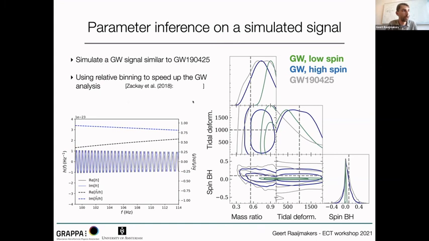And we use something called relative binning to do the gravitational wave analysis, where we basically take the ratio to some fiducial gravitational waveform. Because the ratio is quite smoothly varying over the frequency domain, you can actually evaluate your waveform at a lot fewer frequencies. So it will actually speed up your inference by a lot.